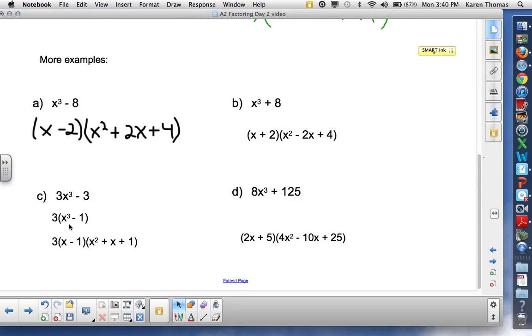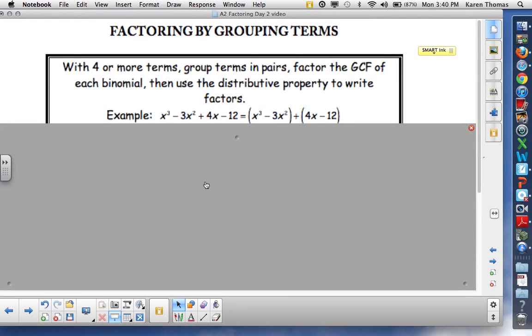I then saw that x to the third minus 1 is the difference of two cubes. So I then factored x to the third minus 1 using the pattern above. So take notes of these examples and see how you do on these. The good news is I only have one more page to go. So let's go ahead and look at these.